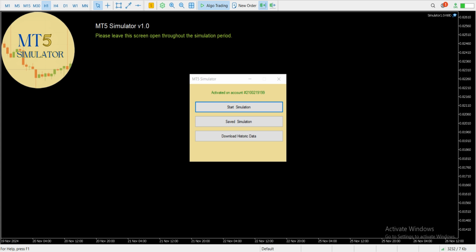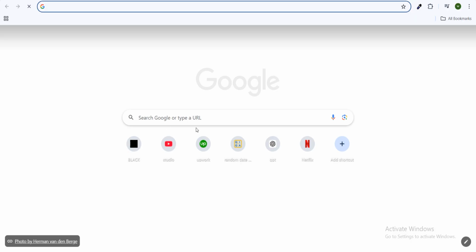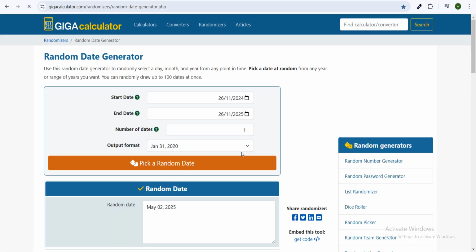Okay, this is the simulation session of GBP JPY. I'm going to be doing the back testing. So before we start, I need to pick some random dates. Let's open a new tab, random date generator.